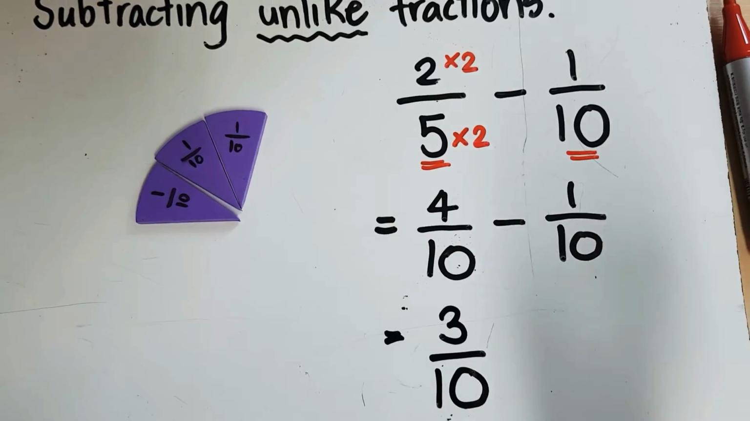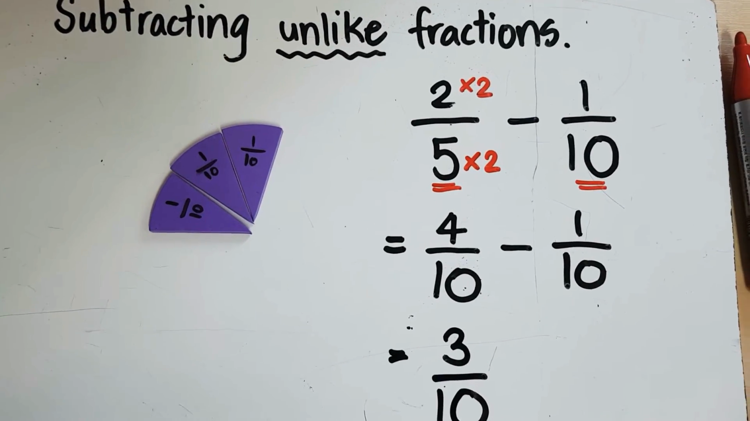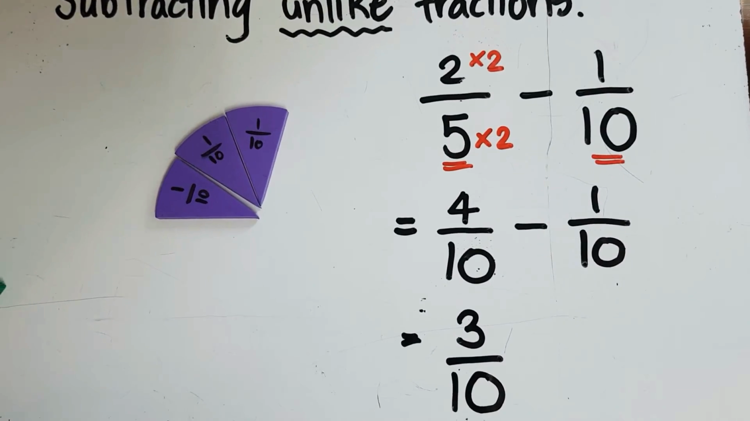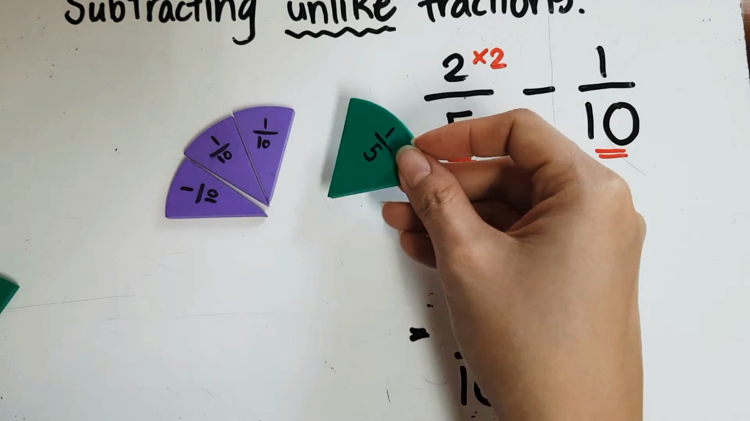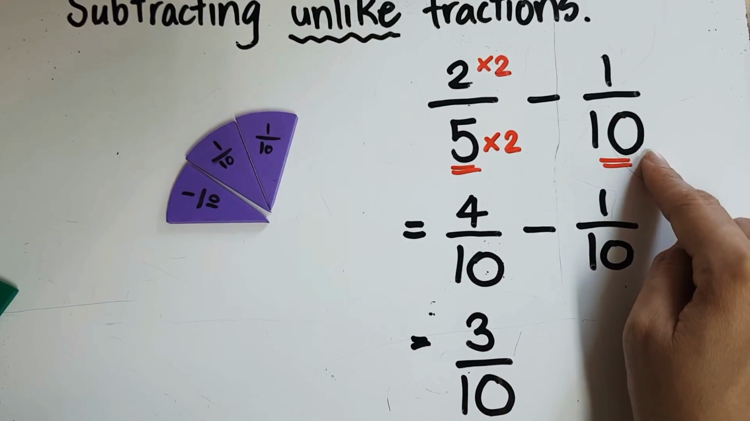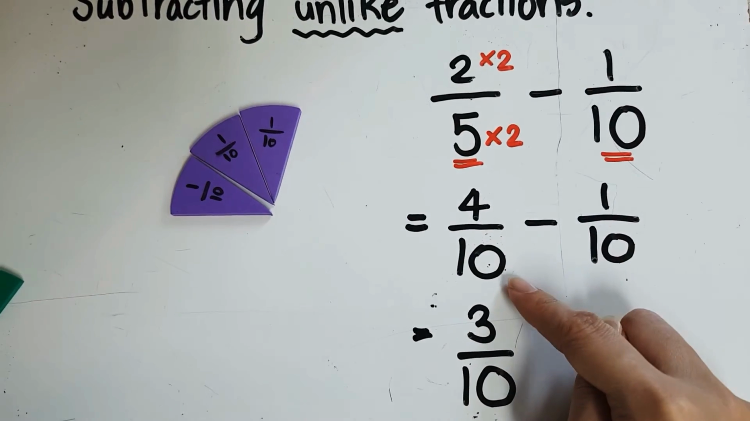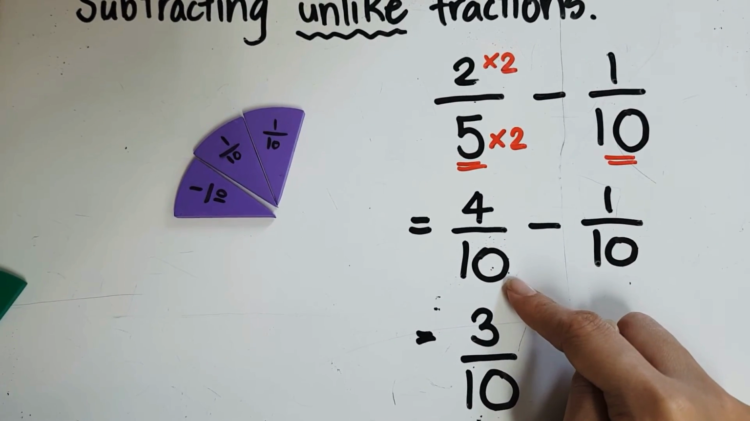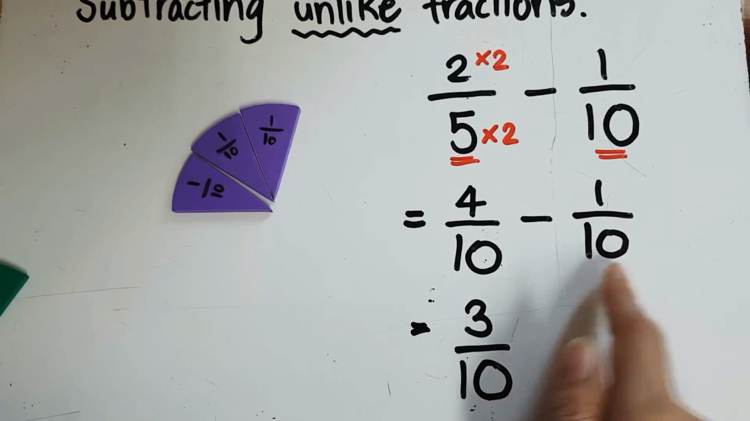So it's important to note when we are subtracting fractions that we always need to have the same denominator, because if we do not have the same denominators, the pieces are not the same size. If I have fifths, I cannot be taking away tenths. So what I have done, I have used equivalent fractions to find the equivalent to a tenth, and then I was able to take away that 1/10.